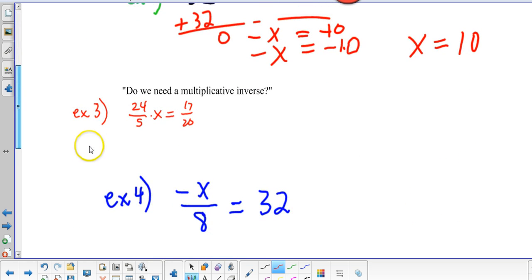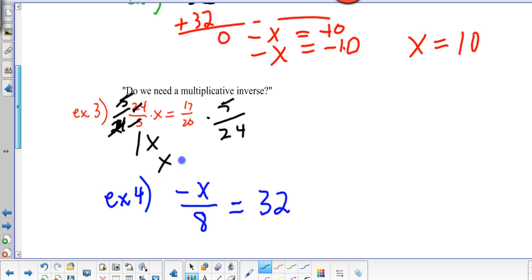Or do you need a multiplicative inverse? Anytime I'm multiplying a fraction times a variable, or I'm dividing, I'm going to need multiplicative inverses to solve. The multiplicative inverse of 24/5 is 5/24. So just go ahead and multiply by the inverse. We know that if we multiply both sides by 5/24, these will cancel over here and give us a 1x, which is x. That's isolating the variable.